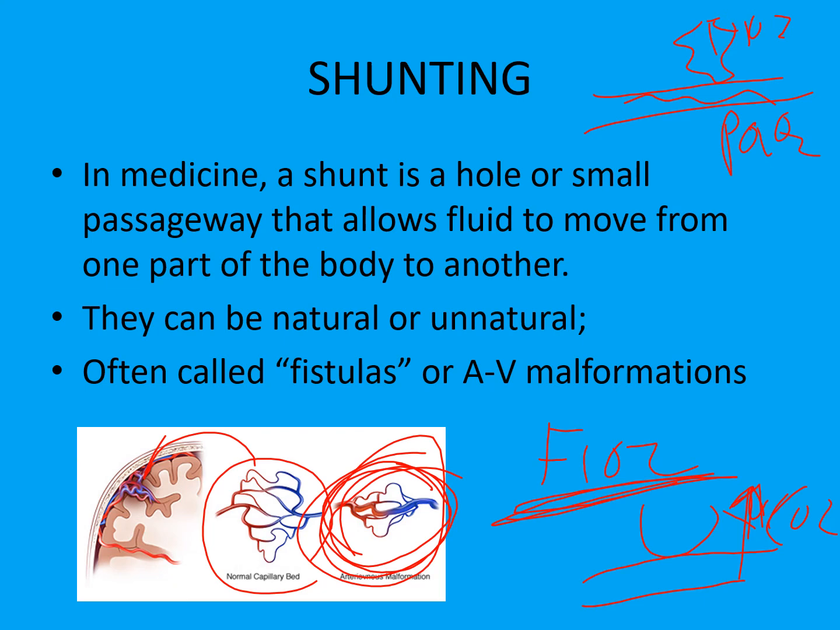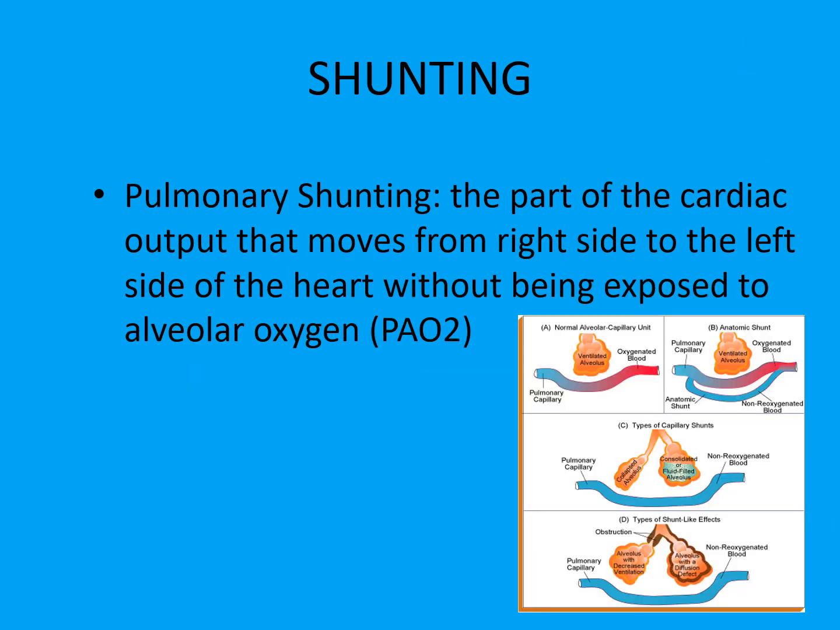A true shunt versus a shunt-like effect. Make sure you know the difference in what could be in the true shunt versus a shunt-like effect category, and then your workbook should have practice on those as well. So pulmonary shunting is a part of the cardiac output that moves from the right side of the heart to the left without being exposed to alveolar oxygen.